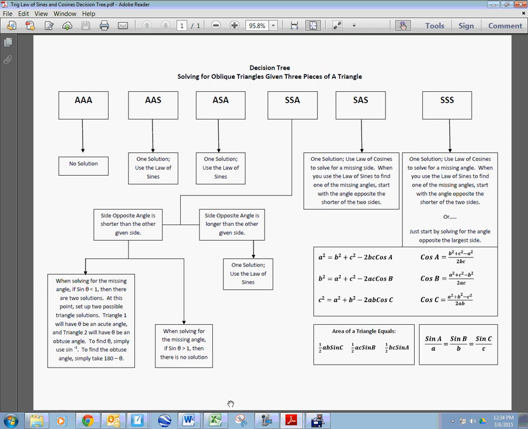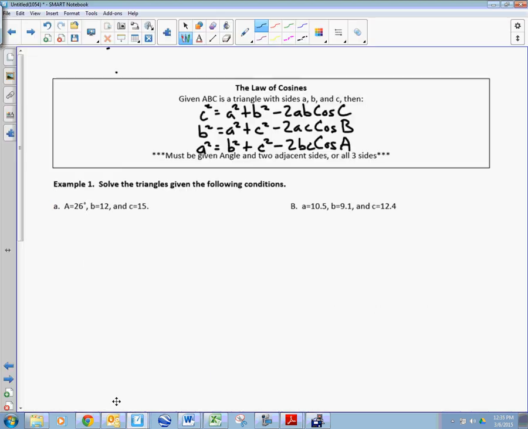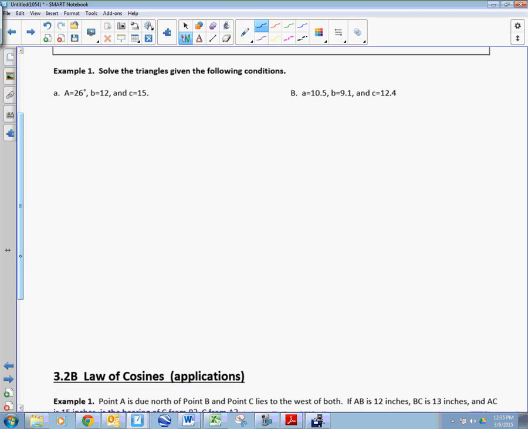All right. If you have an angle on its opposite side, here's the law of sines. If you don't, we're going to follow one of these. Okay. So 2 examples, then you can use your time to work. So solve the triangles given the following conditions.